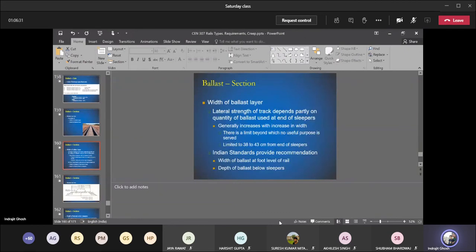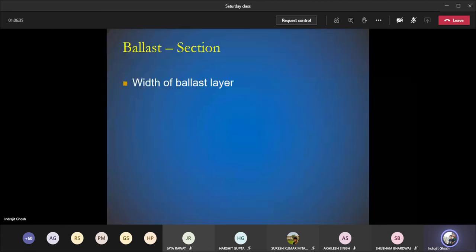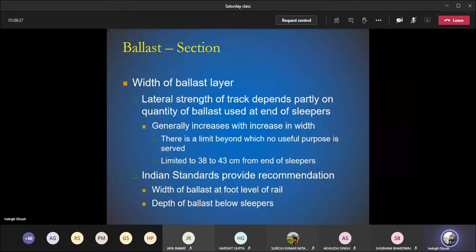And what about the depth of the ballast? It says below the depth of the ballast below sleeper. Okay. There is some ballast at the level of the sleeper, that crib ballast. But when we talk about the design of the ballast, the depth of the ballast, we need to talk about the depth of the ballast below the sleeper.